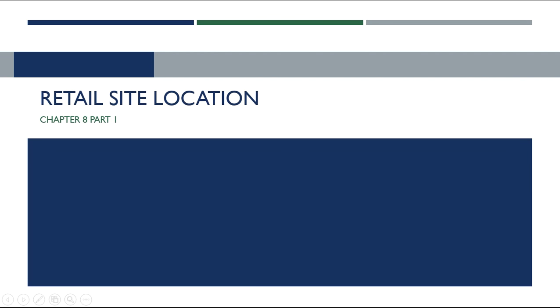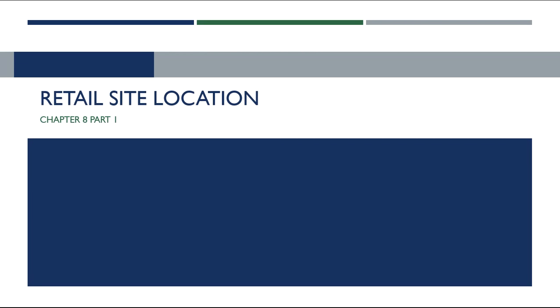This lecture covers material from Chapter 8. We are continuing our discussion on retail site location. And today we're taking a much closer look at how retailers choose a specific geographic area to locate their stores. And then we'll also talk about specific sites within a geographic area.